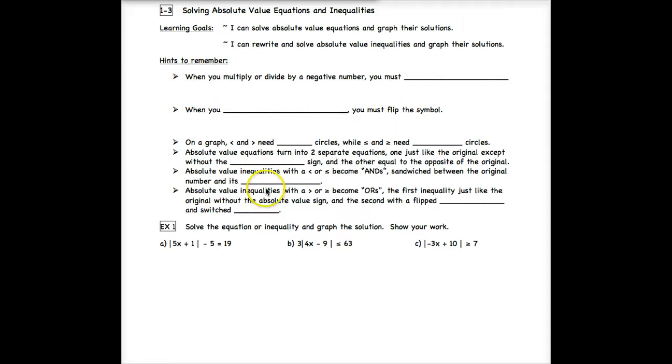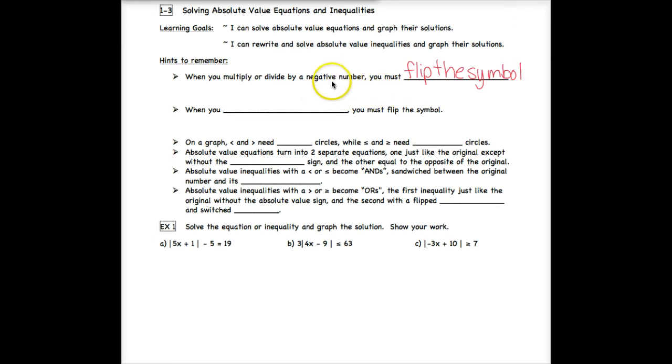So some hints to remember when we are dealing with inequalities. When you are multiplying or dividing by a negative number, you must flip the symbol. Now this applies only to inequalities. Obviously you can't flip an equal sign.